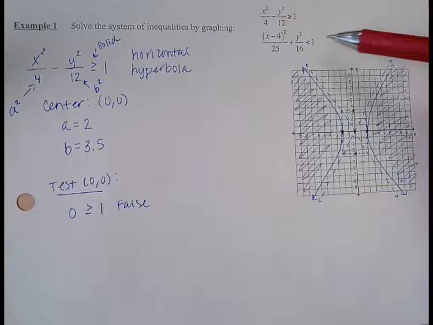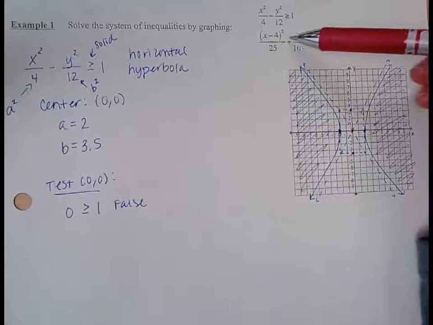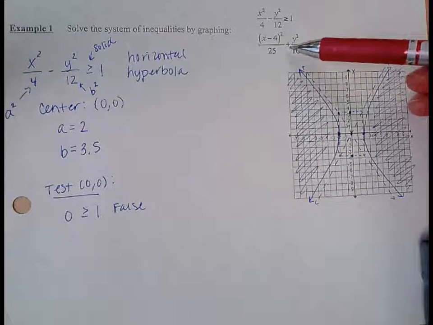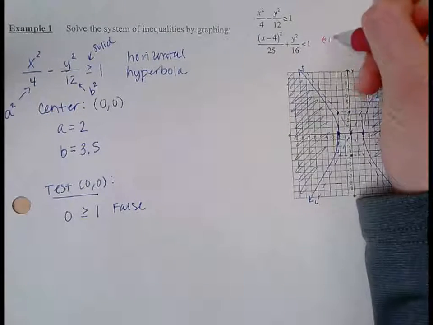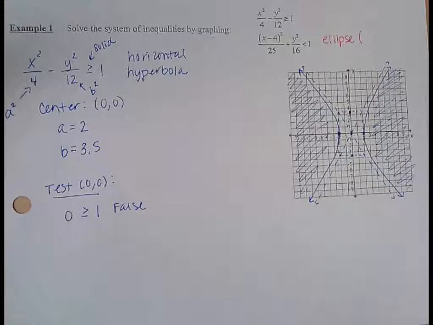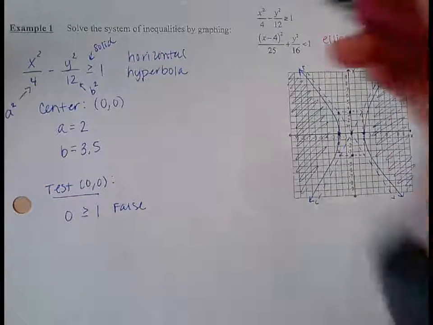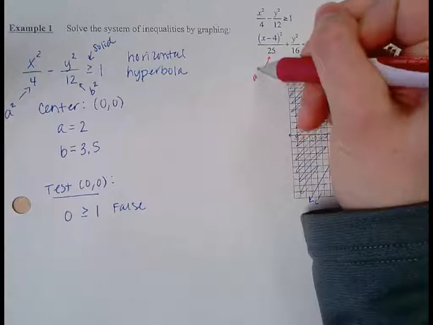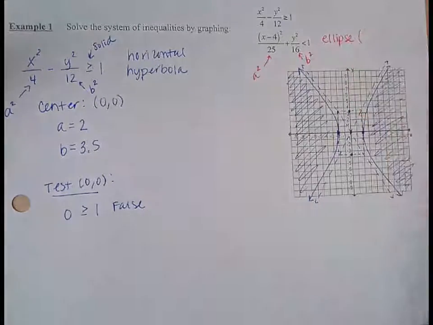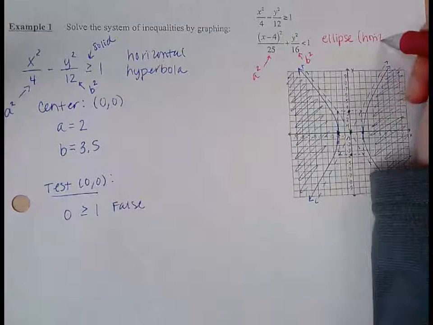The second one. This would be an ellipse because, again, it's that same form that we kind of saw above, except we have x and y added together. So this is an ellipse. Is it a horizontal or vertical ellipse? It is horizontal. Why? Yes, for an ellipse, a squared is the bigger number. Yep, and it's under the x. That doesn't have to be true for hyperbolas, but it does for ellipses, so this is horizontal.